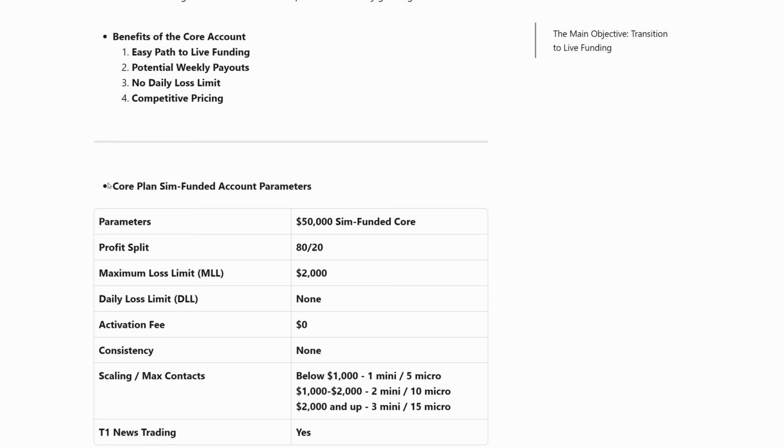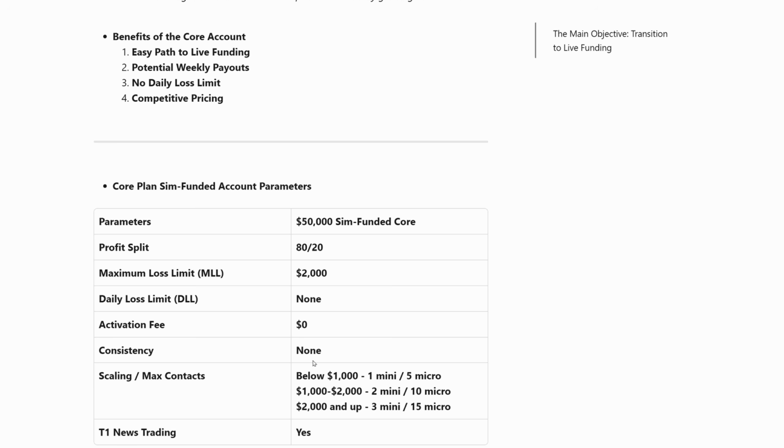Now, if we look at what happens once you get funded, here's something that they did change as well. The profit split dropped to 80-20. Previously, it was a 90-10 split. Now they've dropped it to 80-20. So, with the lower price, there has to be a give and take. This is going to go in favor of the prop firm.